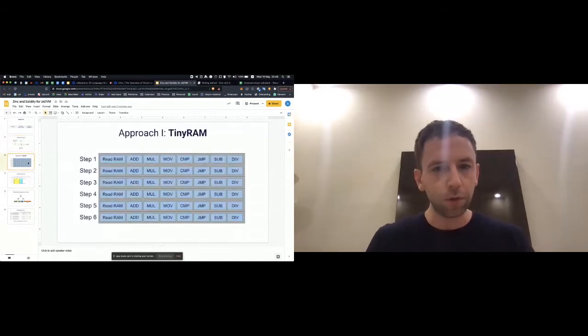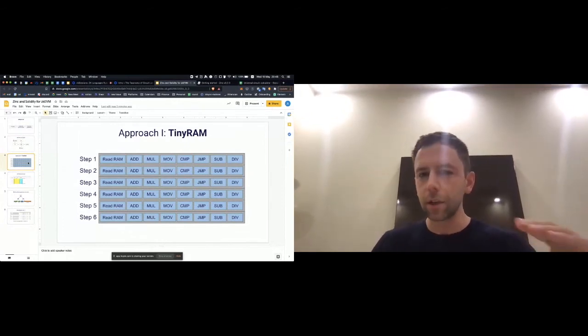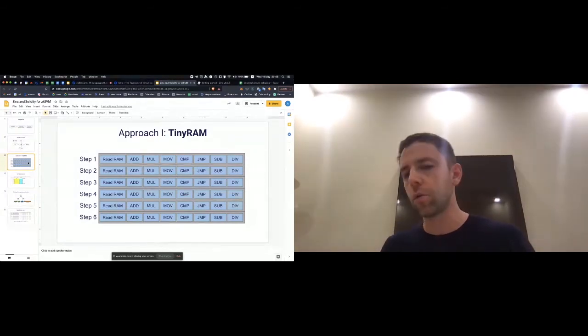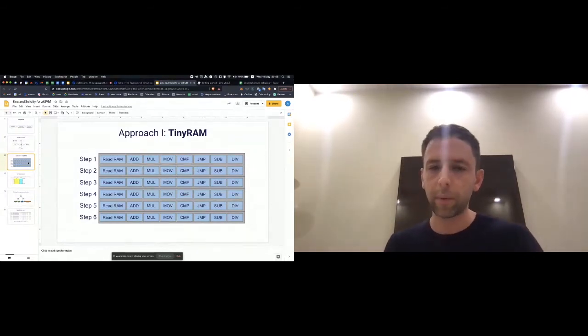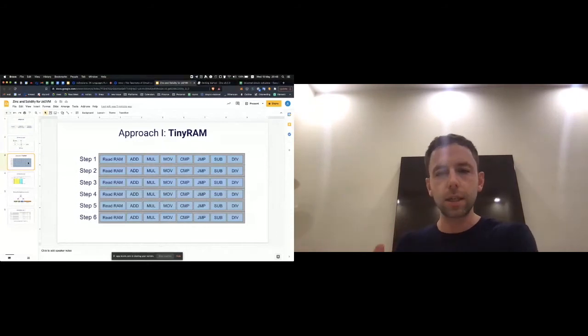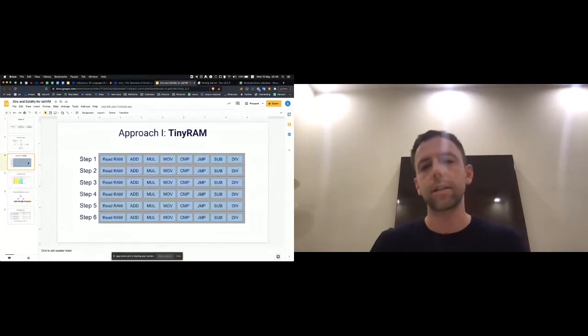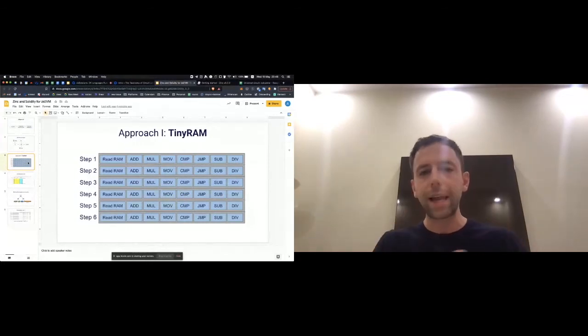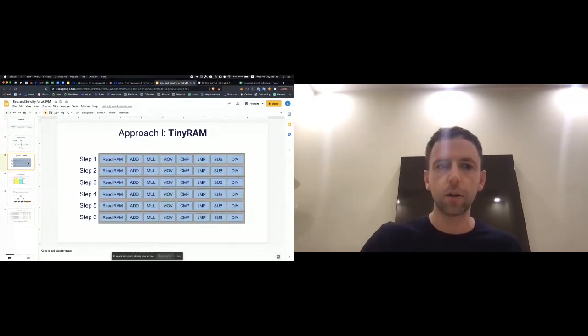If you're not familiar with tiny RAM, it's an architecture where we have a single universal circuit which executes multiple operations depending on what program you load there. So we don't generate a new zero-knowledge circuit every time we compile a program. We reuse the same fixed circuit, and it just does the execution. So we prove the execution trace of a single program.